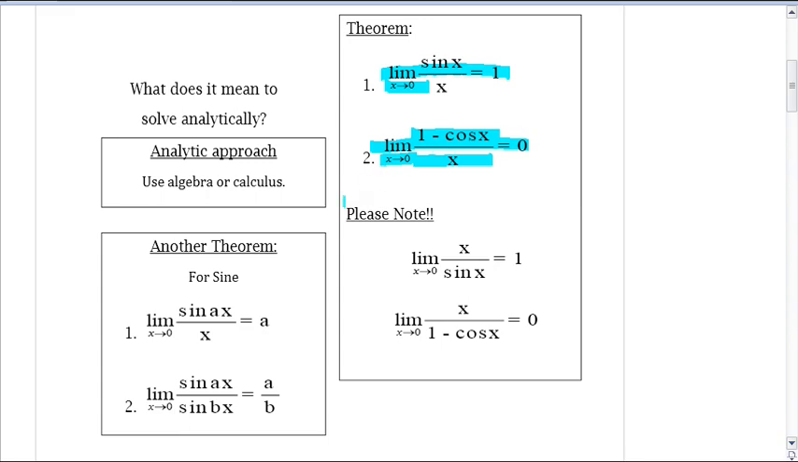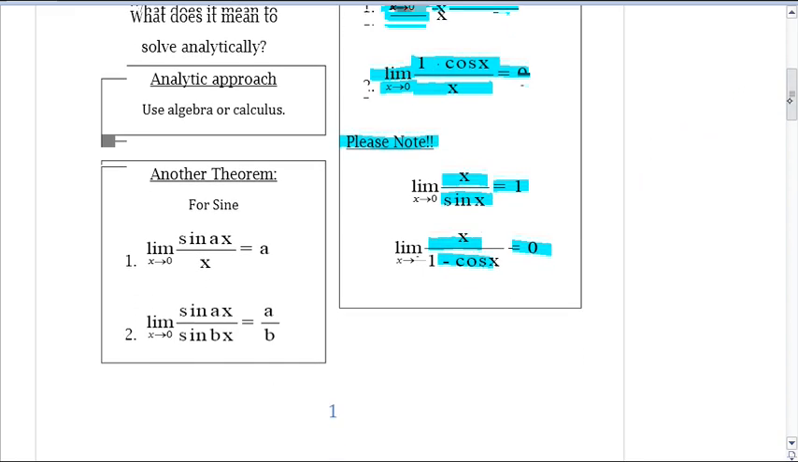Now there's always a however. However, please note the reciprocals are also true. If we take the reciprocal of sine x over x, we get x over sine x, and this is also equal to 1 as x approaches 0. The same thing pertains to 1 minus cosine x over x as x approaches 0. If I take the reciprocal, it also works and you get 0. Okay, one other theorem and then we'll be good to go.